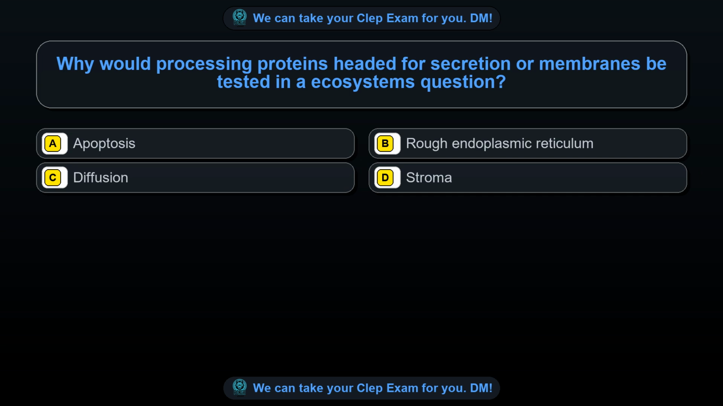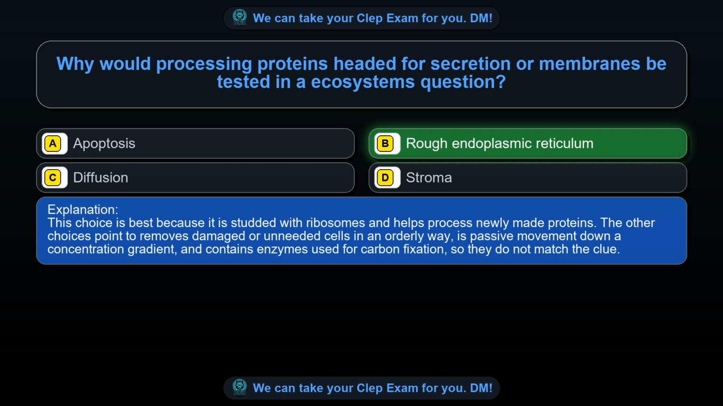Question 48. Why would processing proteins headed for secretion or membranes be tested in an ecosystems question? Option A, apoptosis. Option B, rough endoplasmic reticulum. Option C, diffusion. Option D, stroma. The correct answer is option B, rough endoplasmic reticulum.